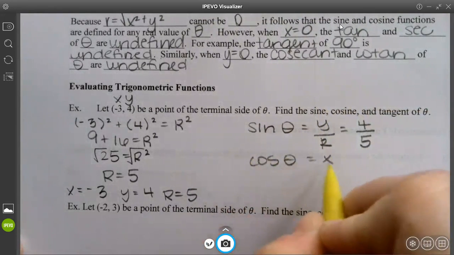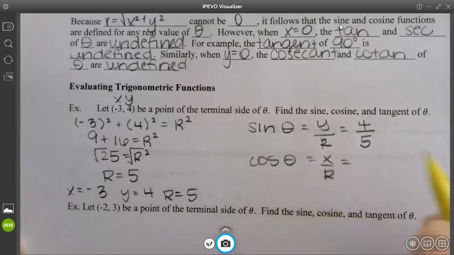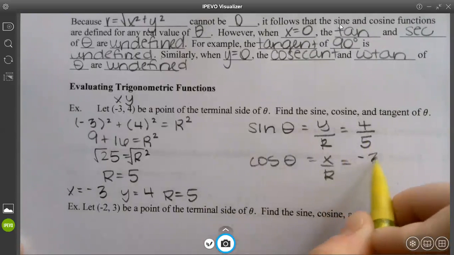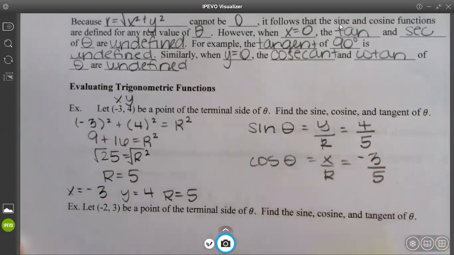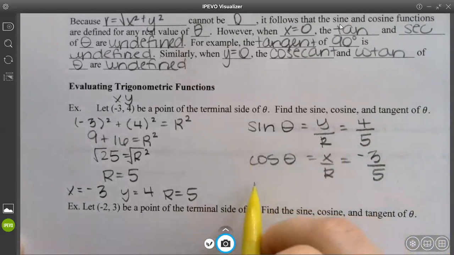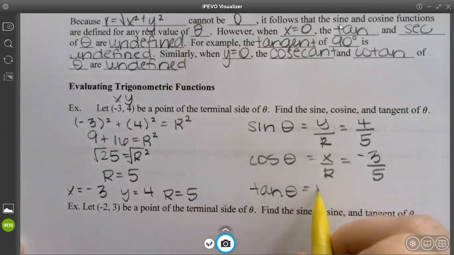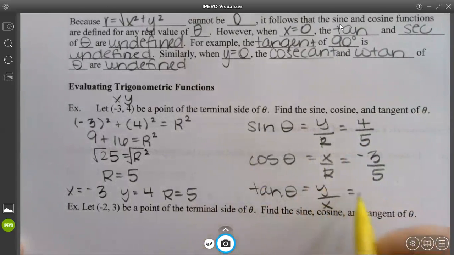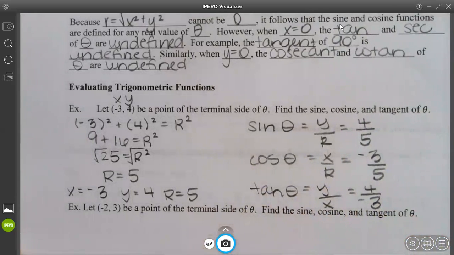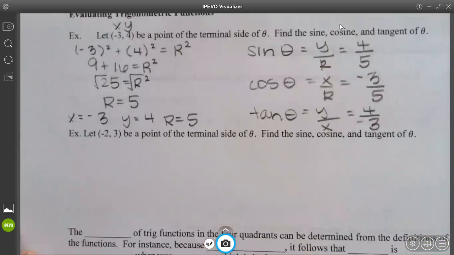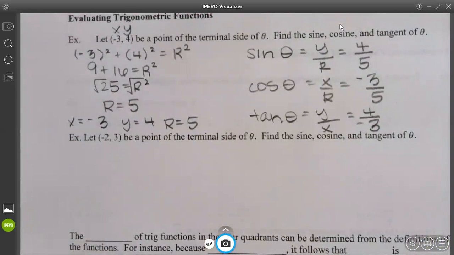Cosine theta is x over r. Our x is -3. Our r is 5. And then tan theta is y over x. Our y is 4. Our x is -3. That's all you do. Same thing on the next one.